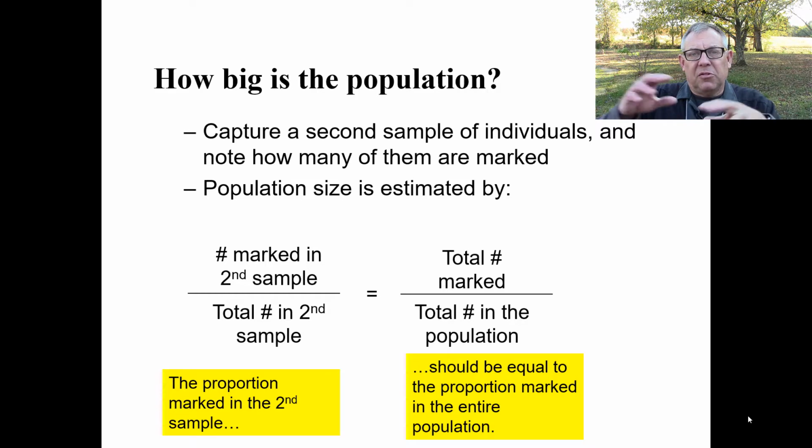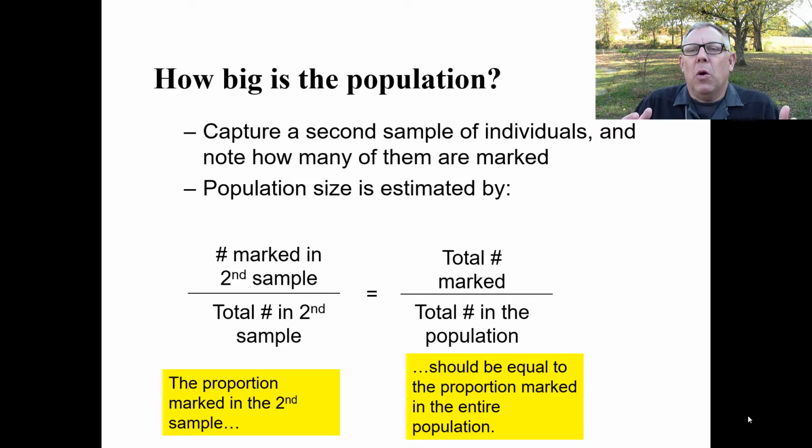Well, if those organisms are distributed randomly, that percentage should estimate the percentage marked in the whole population. Well, how do you get the percentage marked in the whole population? The total number marked divided by the total population. We know the total number marked, but what we're trying to find out is the total number in the population. So you can see that we know three of the four variables here. We solve for the fourth.